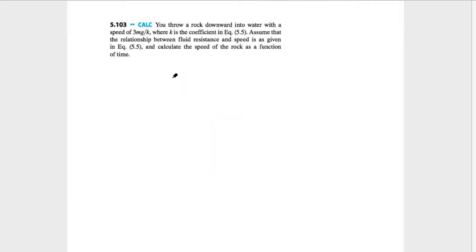So question 103 is a calculus-based question related to drag. We have a rock that we are throwing down into water that has some v initial of 3 mg over k. And then k is the coefficient in equation 5.5. So to prevent you from going to look, equation 5.5 is force of friction is equal to kv. So assume the relationship between the resistance and speed is given by this equation, and calculate the speed of the rock as a function of time.